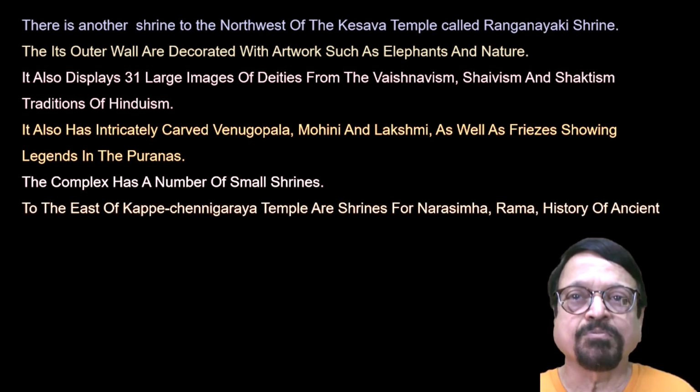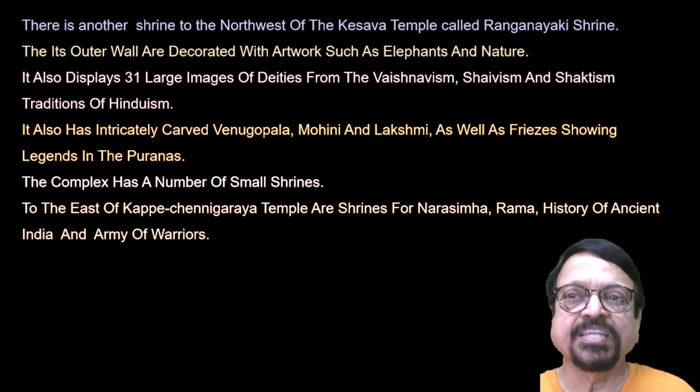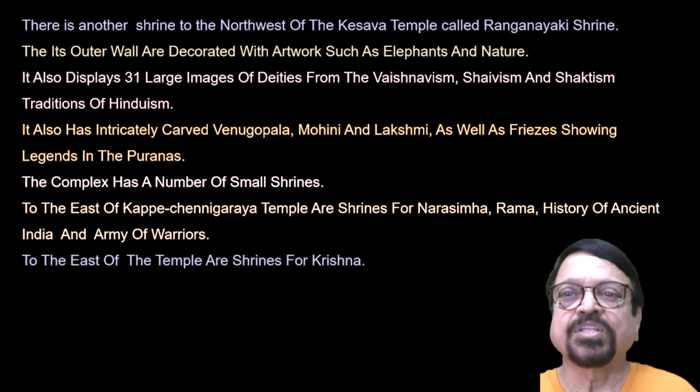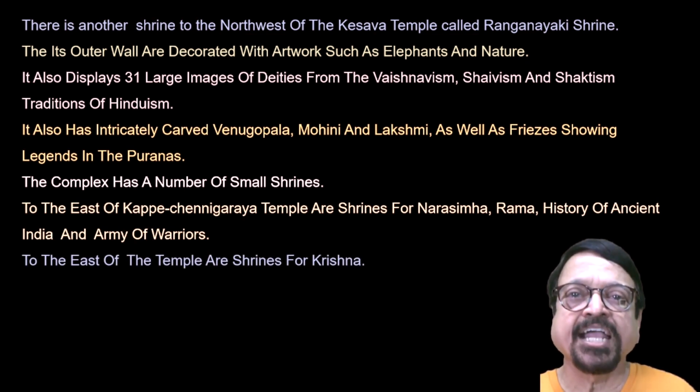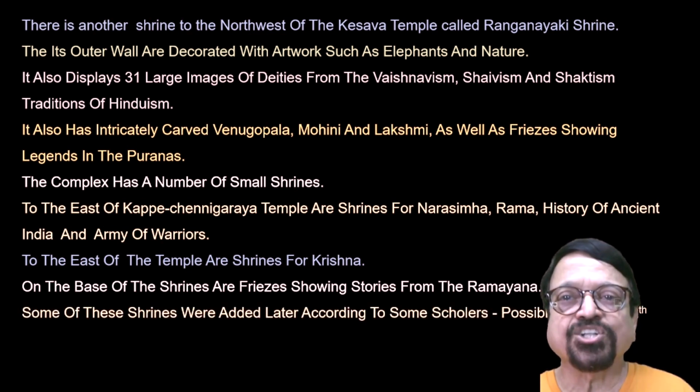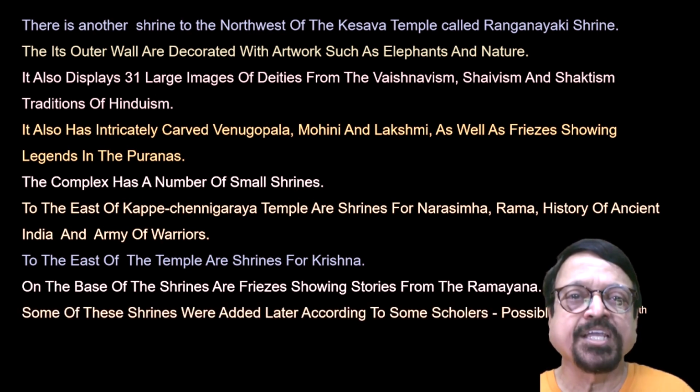To the east of Keppe Chennigeriya temple are the shrines for Narasimha, Rama, then the history of ancient India and army of the warriors. To the east of the temple are the shrines for Lord Krishna. On the basis of the shrines are the phrases showing stories from the Ramayana. Some of these shrines were added later according to some scholars, possibly after the 12th century.